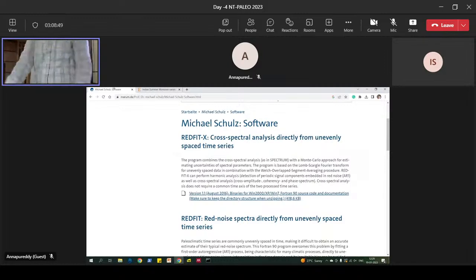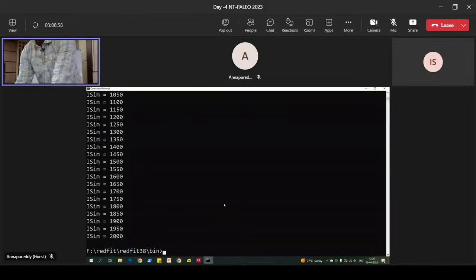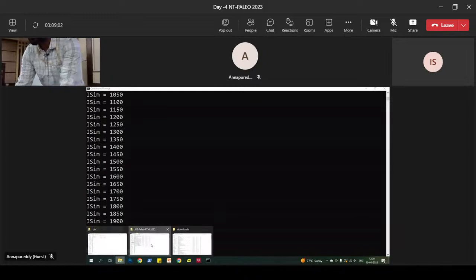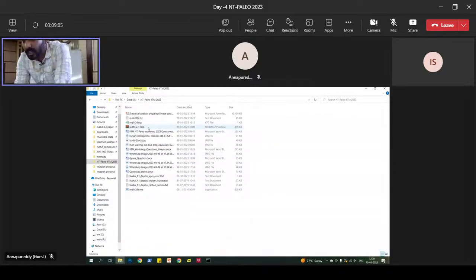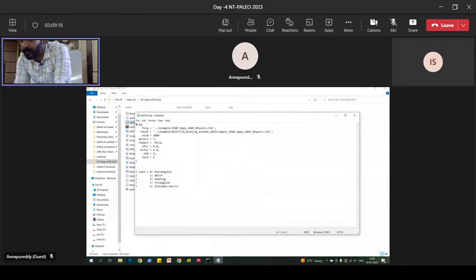So you can download these, extract them, then go to the command prompt and go to the file where I'll show you. Now you see this Redfit X means cross spectrum, and there is a zip file. You extract it, and you will see this Redfit configuration file, which looks like this. Okay, the input data is in text format, in one column, with your ages and the corresponding value of that parameter.